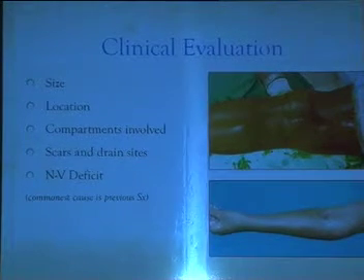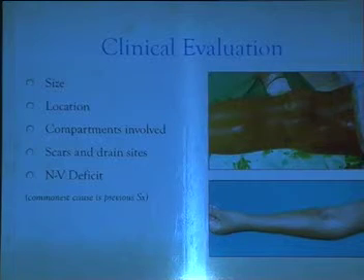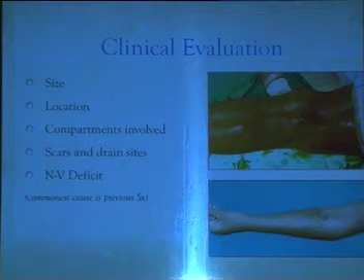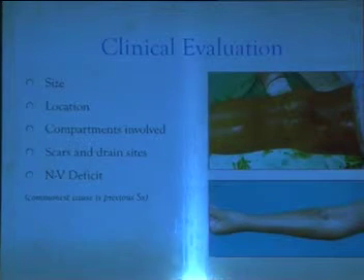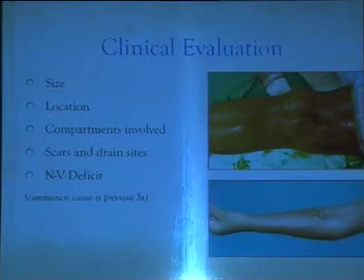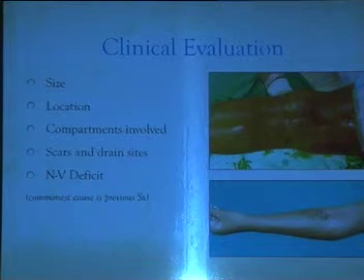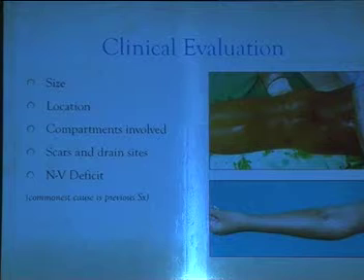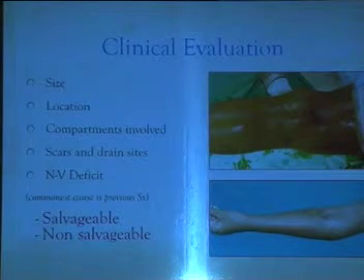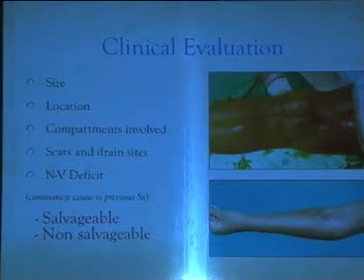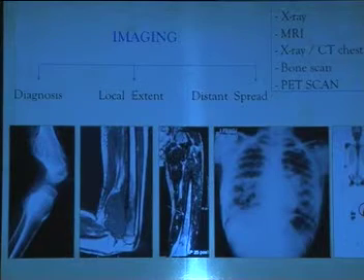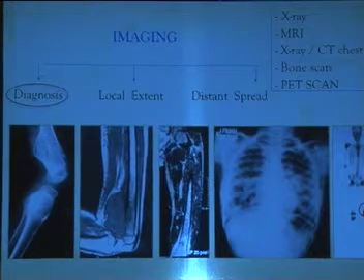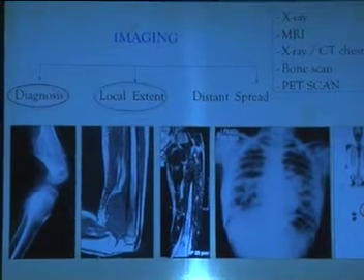As far as the clinical evaluation goes, I will just brief because all this has been discussed. We see the size, location, and the different compartments involved. You always need to see the previous history of treatment taken, the sites of the scars and the drains, which is very important, and whether there is a distal neurovascular deficit. Depending upon all these clinical parameters, you will come to a clinical diagnosis of whether you will be able to salvage that limb or not.